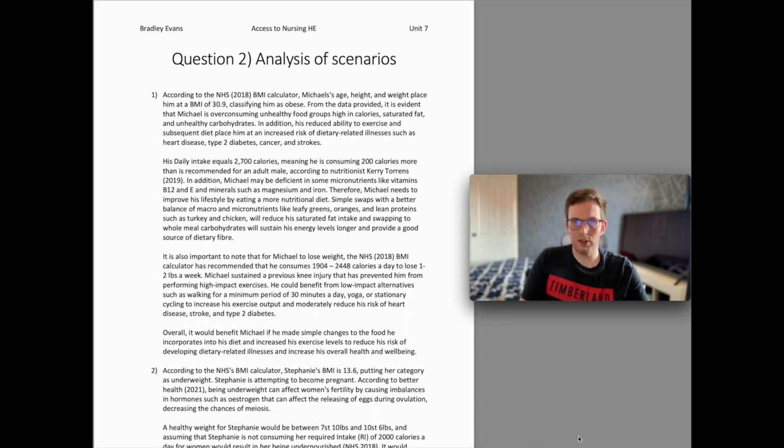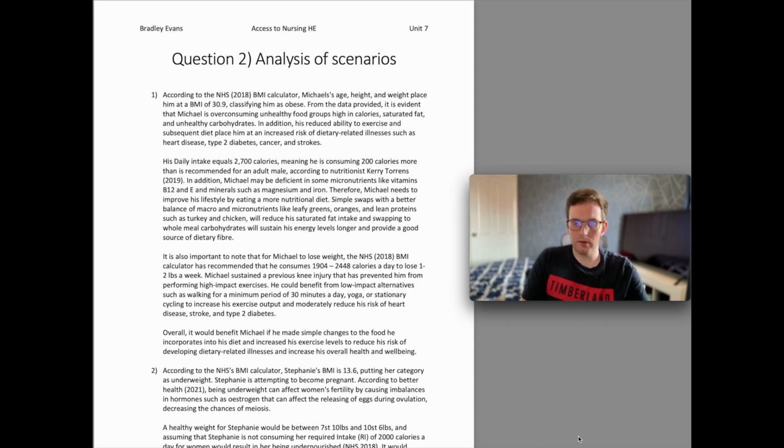In addition, his reduced ability to exercise and subsequent diet plan place him at increased risk of dietary-related illnesses such as heart disease, type 2 diabetes, cancers and strokes. His daily intake equals 2,700 calories, meaning he's consuming 200 calories more than is recommended for an adult male, according to nutritionist Kerry Torrance. In addition, Michael may be deficient in some nutrients, like vitamins B12 and E, and minerals such as magnesium and iron.